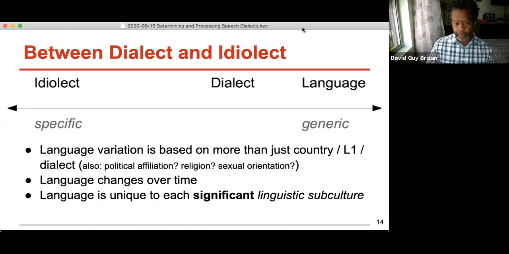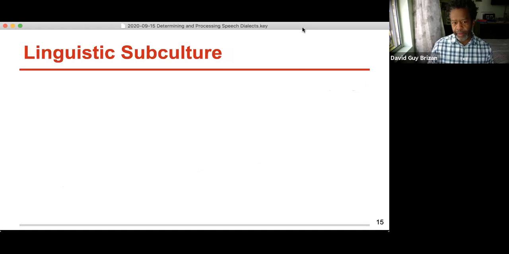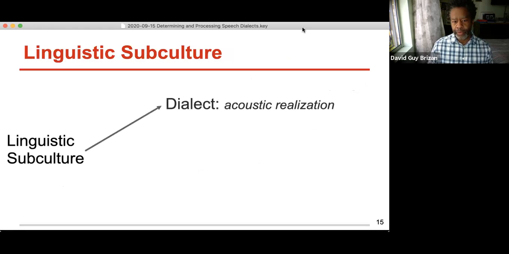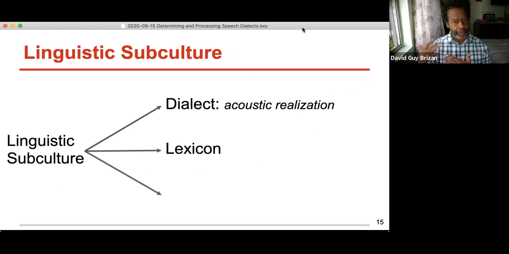I would argue, in fact, that we shouldn't look at dialect or language. Idiolect is way too small to model on and too unstable. We maybe should look at something a little bit smaller than language, a little bit smaller than dialect. I would argue that we should model on something I'm calling linguistic subculture. So it's a dialect. It's sort of like the way things sound.